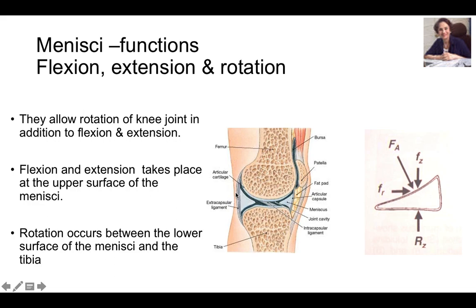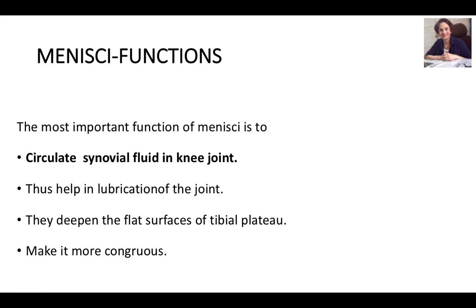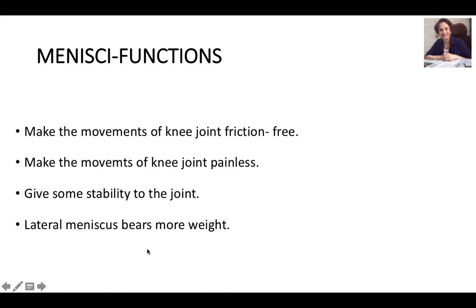So we say that it increases the range of the knee joint movements. By range I don't mean the degrees, but it is a different movement which is added to that. If you remove the menisci, then the joint will not be able to rotate. In addition to that, another main function is that it circulates the synovial fluid of the knee joint, and that is why it lubricates the knee joint. It deepens the flat surfaces of the tibial plateau because of the upper surface which is more concave, and that is why it makes it congruous and more stable.